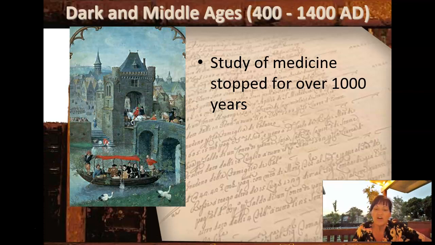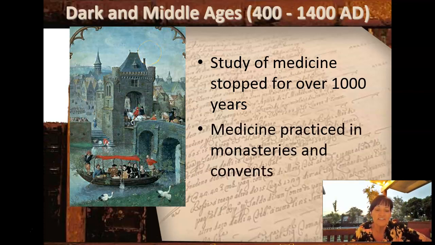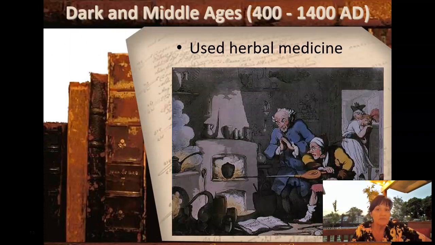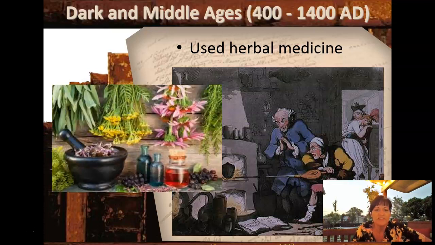So this was just a hard time. It was just hard to stay alive with diseases and other things happening, right? And so really the study of medicine stopped for over 1,000 years, except in monasteries and convents. So, the monks and the nuns. So they still studied some sort of this medicine and would help to take care of people. Also during this time, they used herbal medicines, more so than before, and experimented with more and more types of herbs. Okay.